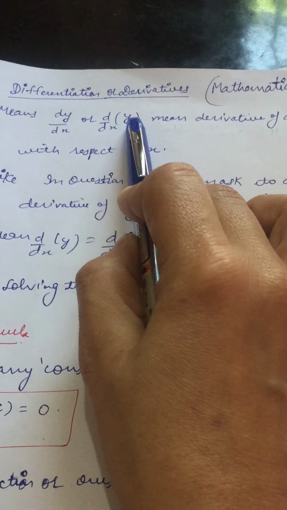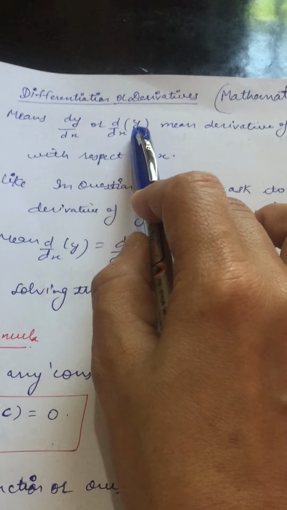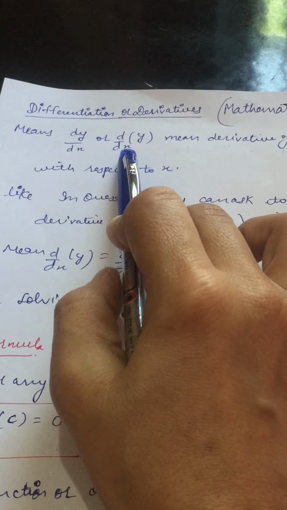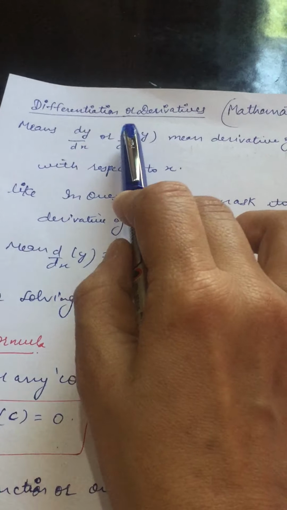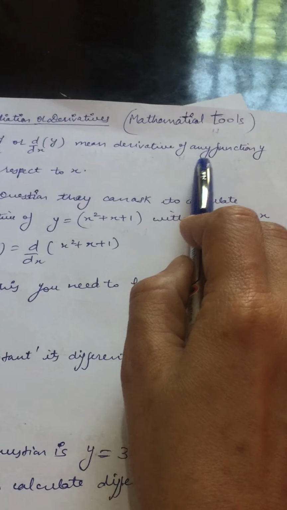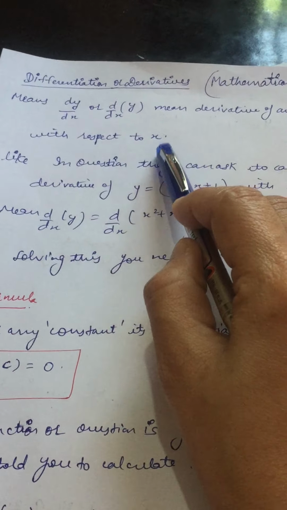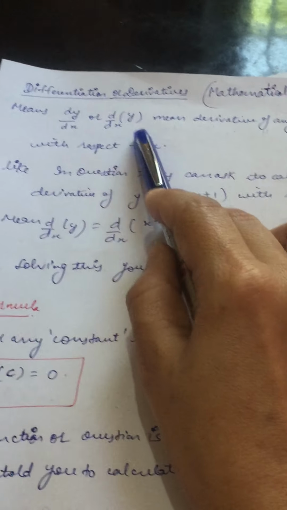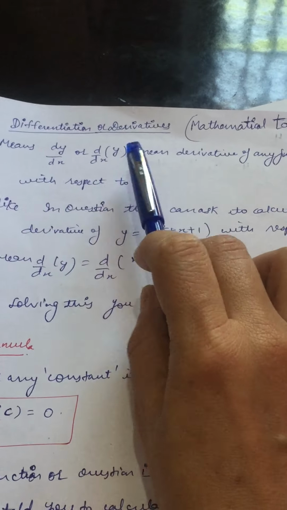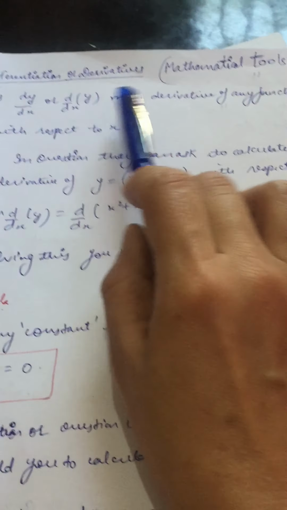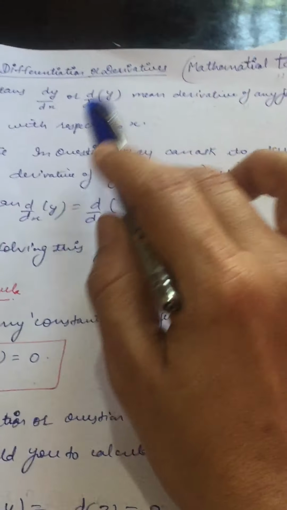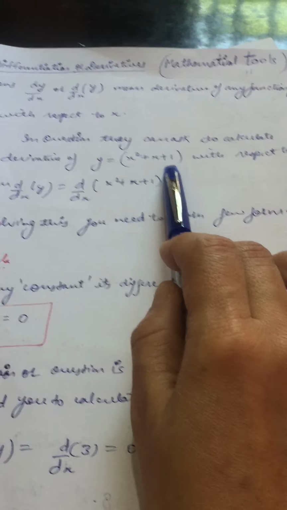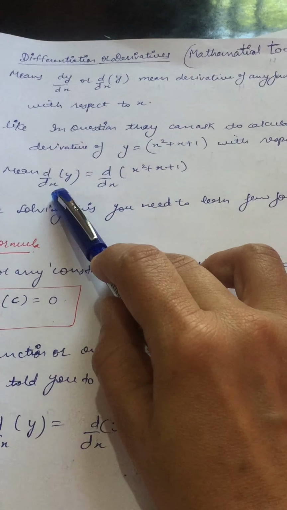Let that function be y, means whatever function is given to you, we want to calculate its derivative with respect to x. So the symbol for the derivatives is d by dx. d by dx means derivative of any function y with respect to x. So dy by dx denotes derivative of function y with respect to x. In your daily routine, in so many derivations, you can come across a question, y is equal to this, and they will tell you to calculate its derivative with respect to x.